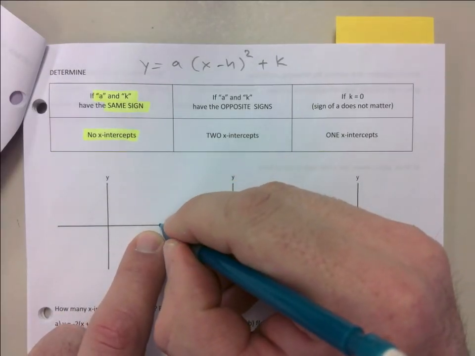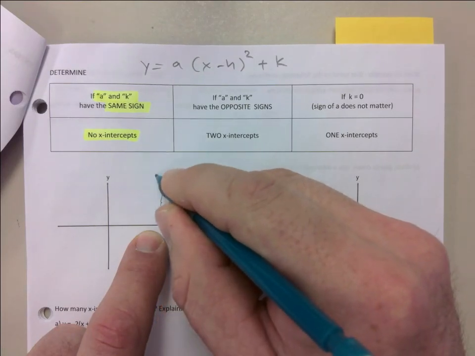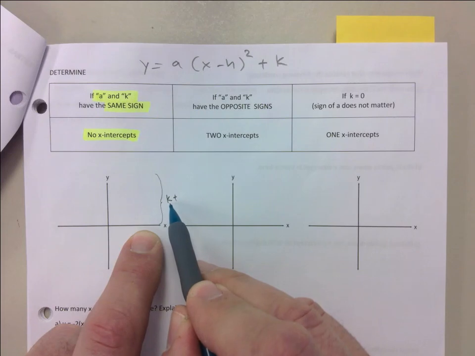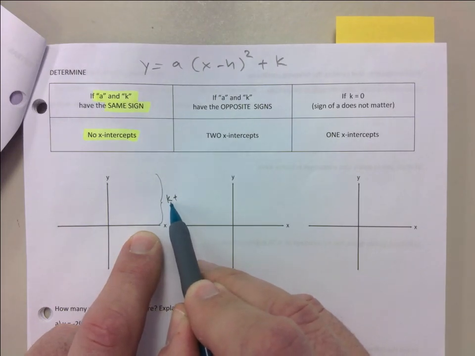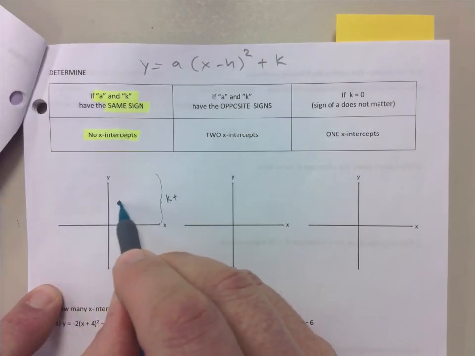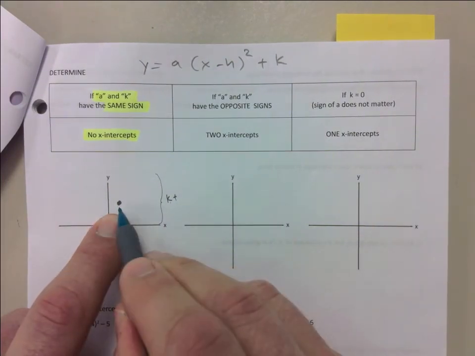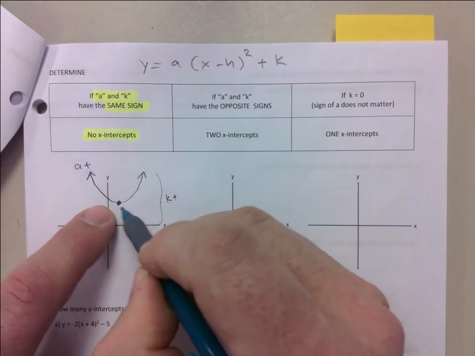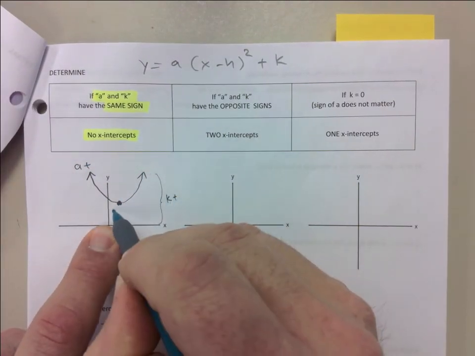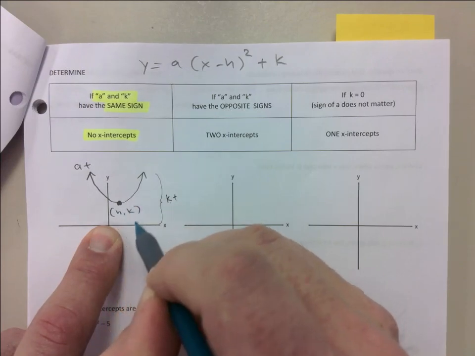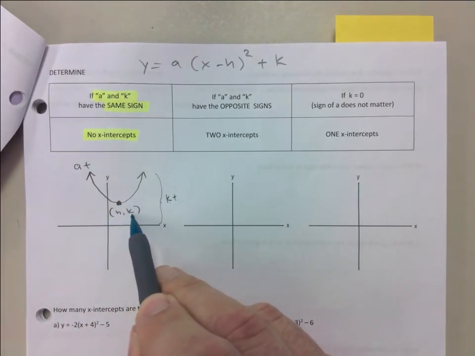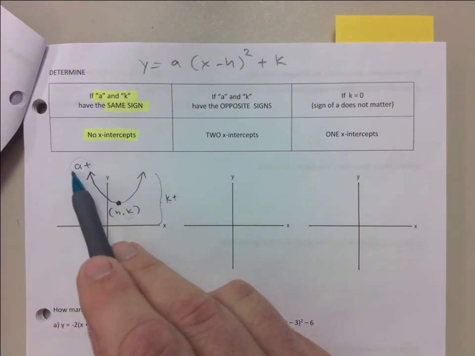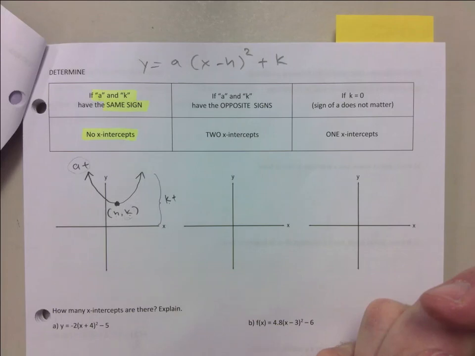Folks, you need to know that if the vertex is anywhere up here, we know that K is going to be positive. K is the y coordinate of your vertex. So if you're anywhere in here, you know that K is positive. And if A is positive, we'll make this point up here, K is positive, which is, remember, this is HK. The vertex has coordinates HK when we're dealing with the vertex form. So if K is positive and A is positive, this is never going to cross the x-axis, so we would never have an x-intercept.